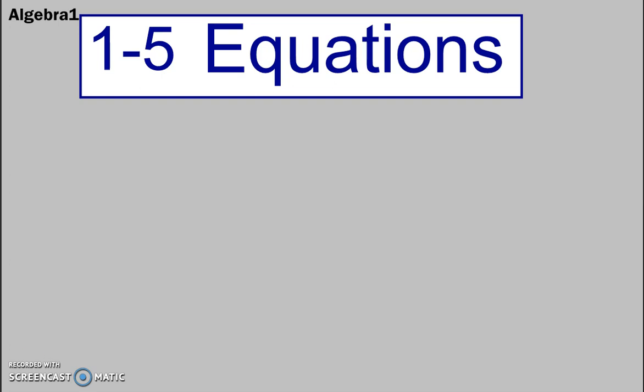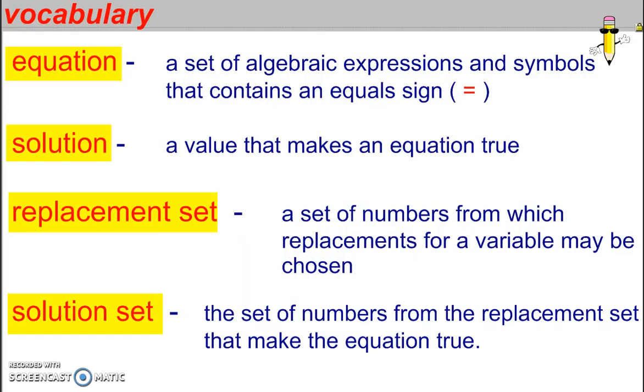First off, here are a few terms that we're going to be using throughout this lesson. So some key vocab. An equation is a set of algebraic expressions and symbols that contains an equal sign. Very important. There has to be an equal sign for it to be an equation. If it doesn't have an equal sign, we call that just an expression or an open sentence.